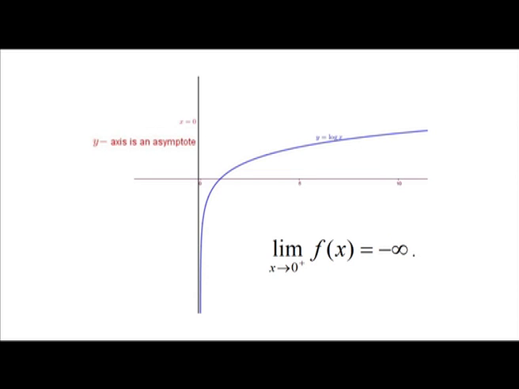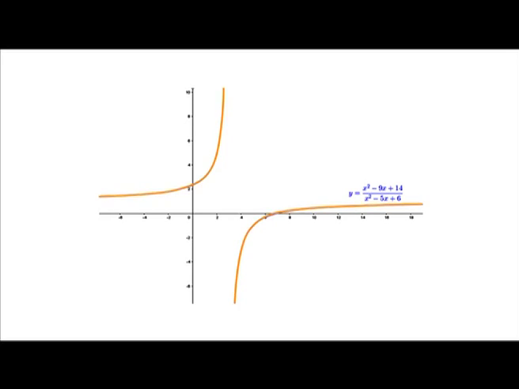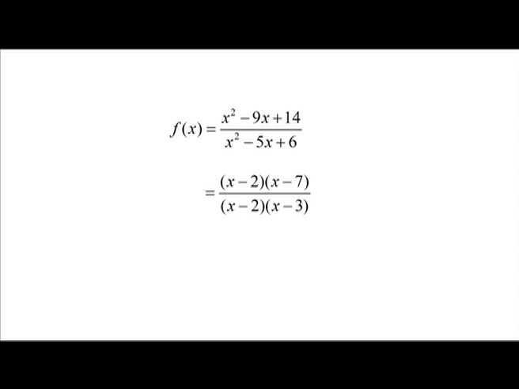Thus, x equal to 0 is a vertical asymptote to the curve y is equal to log x. Let us now consider another example. f of x equal to (x square minus 9x plus 14) divided by (x square minus 5x plus 6), which is equal to (x minus 2)(x minus 7) divided by (x minus 2)(x minus 3), which is equal to (x minus 7) by (x minus 3).